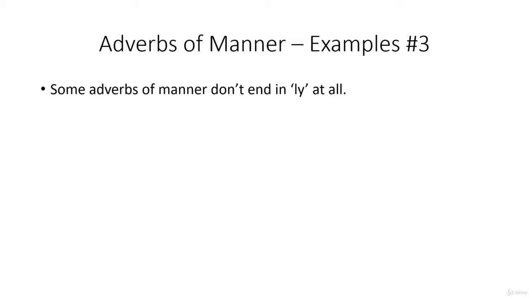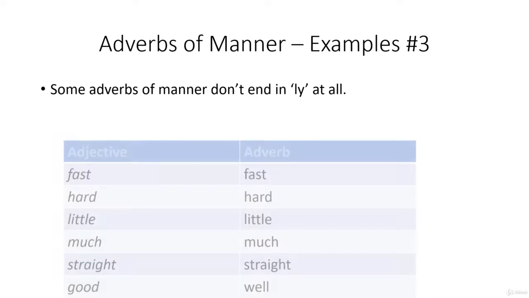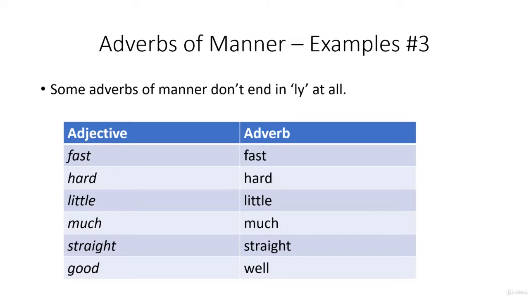And some adverbs, of course, don't end in ly at all. And here's a few where the adjective and adverb are the same. So fast, hard, little, much, and straight are the same word in the adjective and adverb form. So you just have to really make sure you're clear which is which. And another exception is the adjective good becomes the adverb well. So you would say he is good at football, but he plays football well.